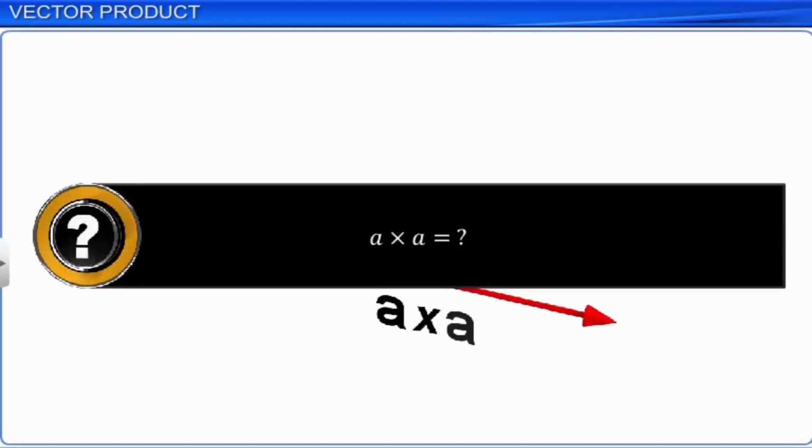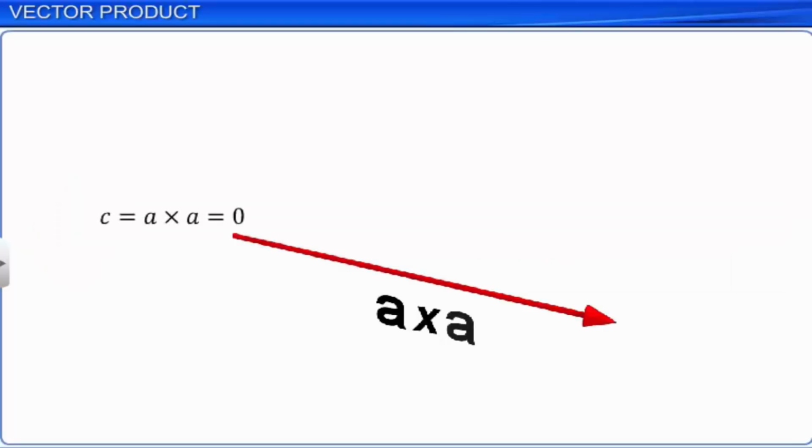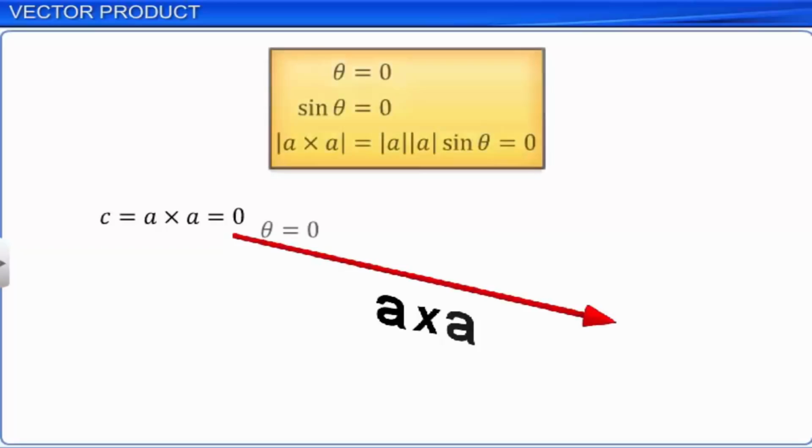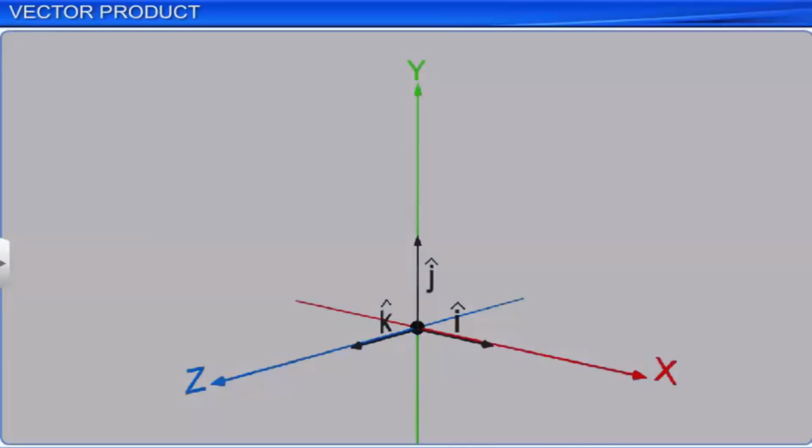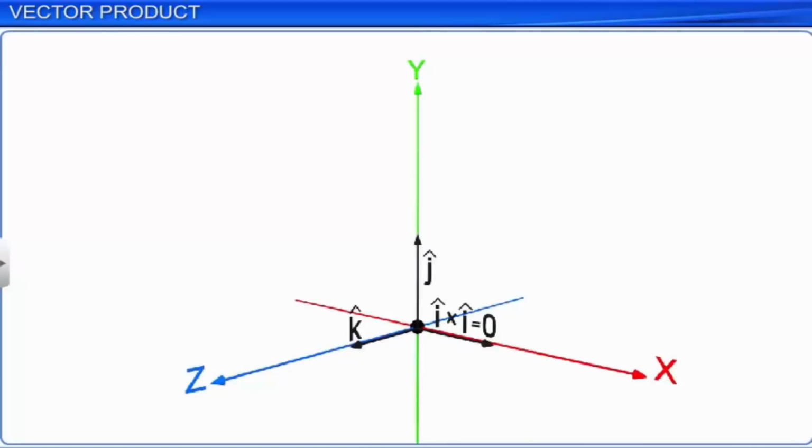What is the vector product of two identical vectors, say A and A? It is equal to 0, because for theta equal to 0, sin theta is equal to 0. If we consider unit vectors i, j and k along the three given axes, then i cross i is equal to 0. Similarly, j cross j and k cross k are also equal to 0.